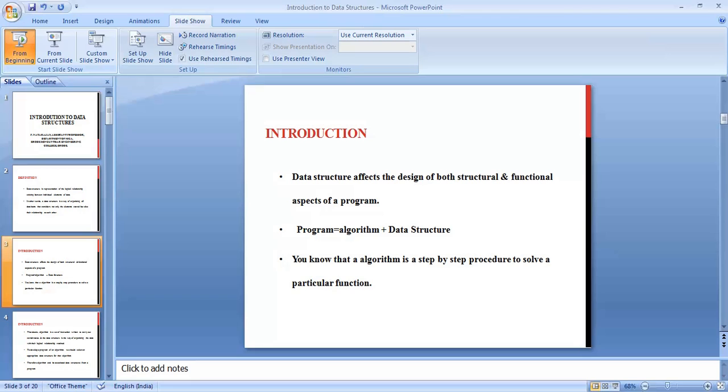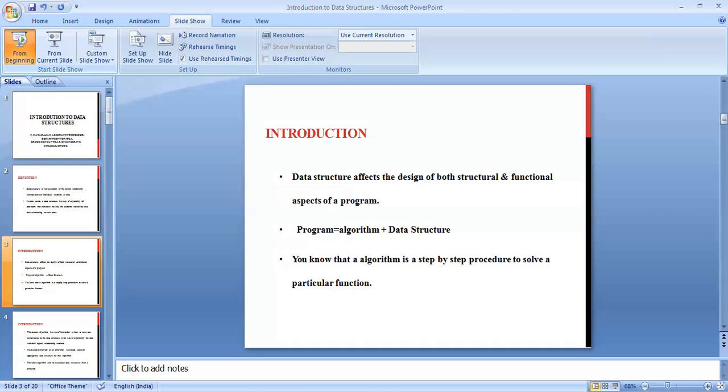Just wait, go to the next slide. Here, non-primitive data structures: list, stack, queue, tree and graph are examples of non-primitive data structures. Students, here we concentrate on only these: list, stack, queue, tree and graph. I already told you, our next videos will come specifically for these data structures.